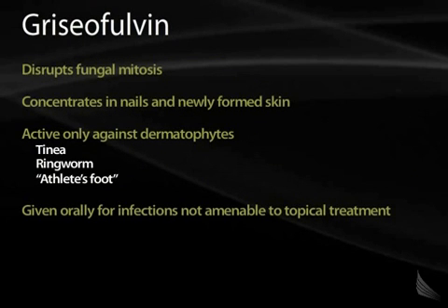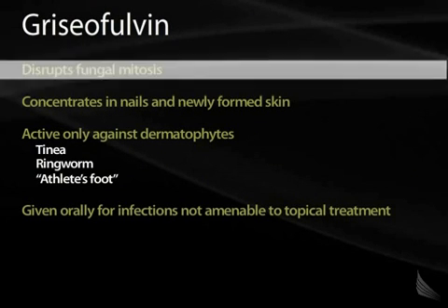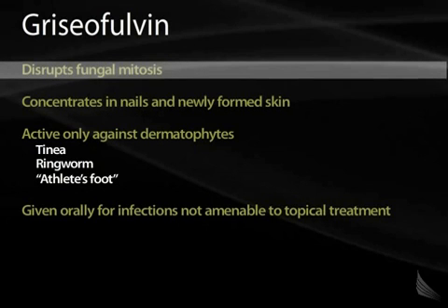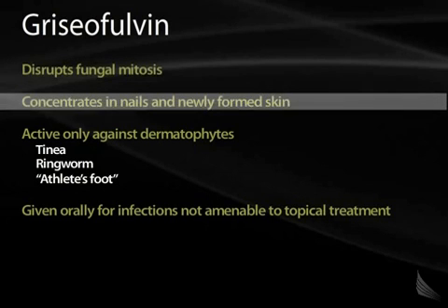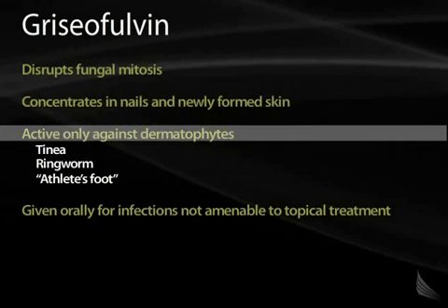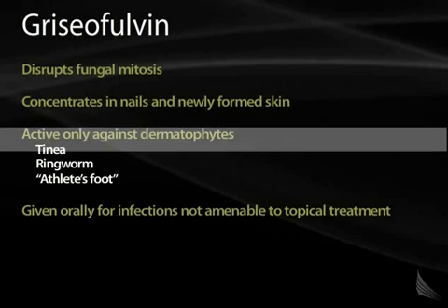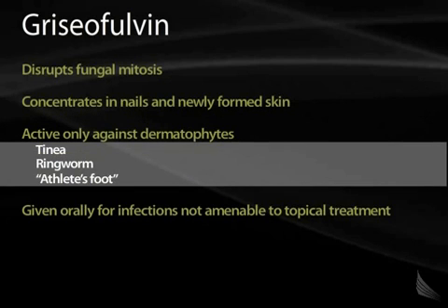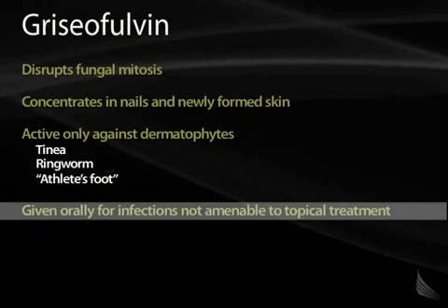Griseofulvin is another newer type of antifungal that disrupts fungal mitosis, and it's also able to concentrate in nail and newly formed skin. It's useful against dermatophytes, specifically those that cause tinea, ringworm, and athlete's foot. And often it's given to patients when they are resistant to topical treatment that have these types of infections.